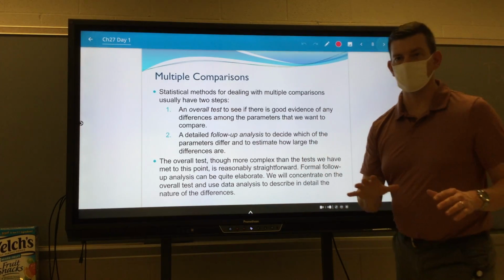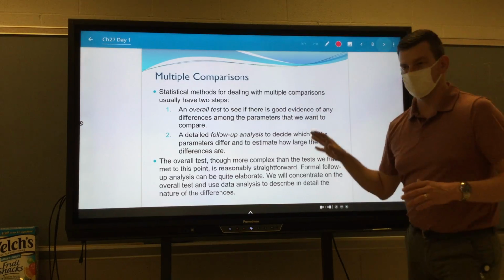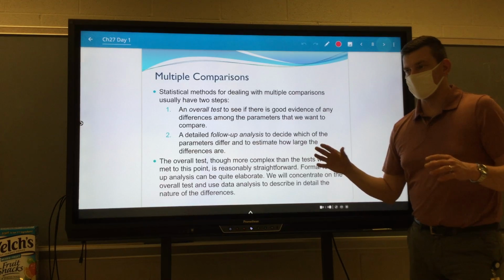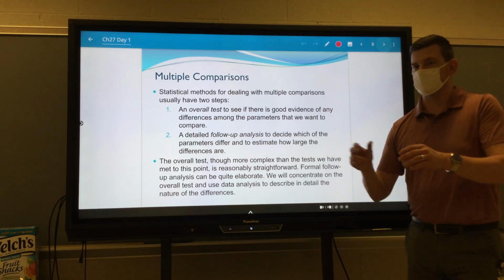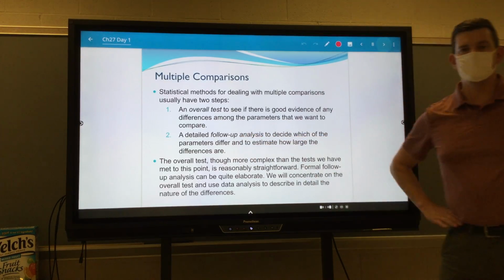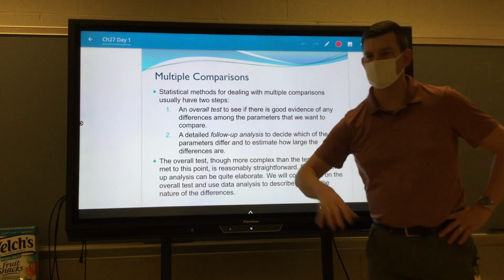Similar kind of thing right here. We're going to perform our overall ANOVA, and then from there, maybe we can isolate certain relationships that we want to actually follow up with and do a more detailed analysis. Okay, some of that will be in our next lesson on Monday.